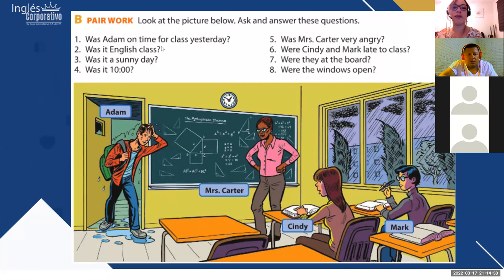First one, was Adam on time for class yesterday? Was it English class? Was it a sunny day? Was it 10 o'clock? Was Mrs. Carter very angry? Were Cindy and Mark late to class? Were they at the board? Were the windows open? So we're going to check here and answer these questions. We are going to discuss the answers in groups, and you have this picture in the presentation that I sent yesterday. So I'm going to create the breakout rooms for you to be able to answer those questions.